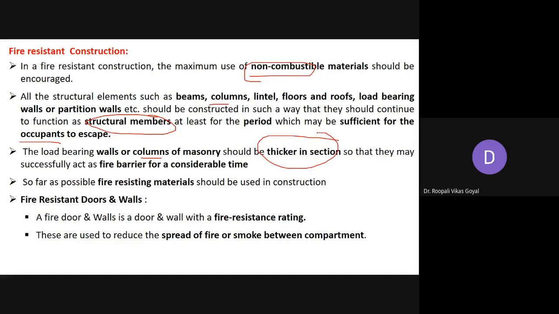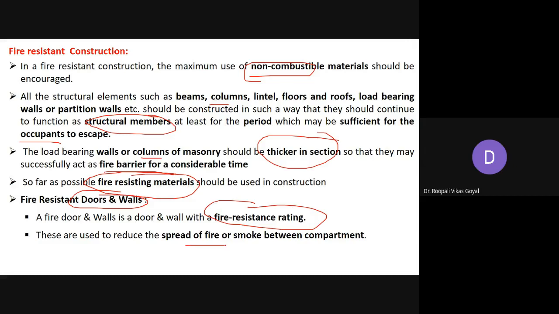So for a load bearing wall, definitely you should go for the thicker section, so that it acts as a fire barrier for a considerable time. So that time is very important. And as far as possible, fire resisting materials should be used in fire resistant construction. These doors and walls should also be fire resistant. As per our fire resisting rating, doors, windows, etc., should be prepared, and they are used to reduce the spread of fire.